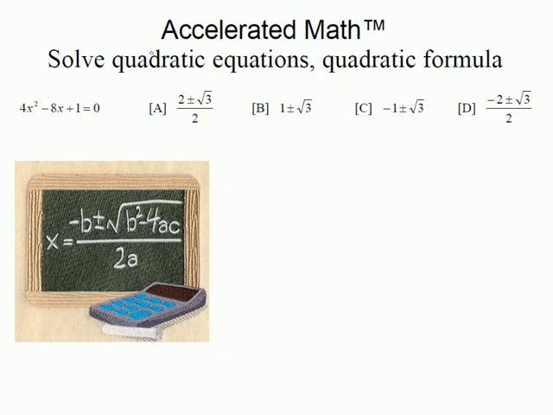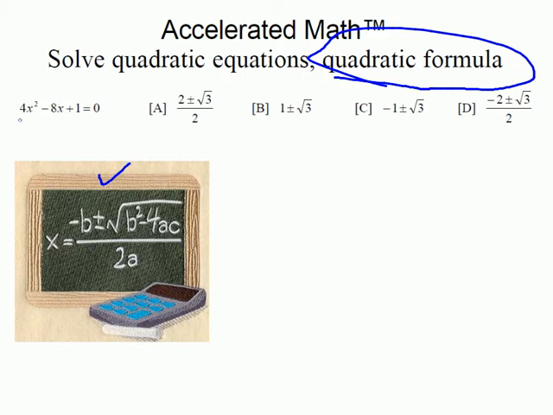Welcome to Accelerated Math. We're going to look at solving quadratic equations using the quadratic formula. And here it is right here. It's that negative b plus or minus the square root of b squared minus 4ac divided by 2a. That's where you're going to find your x value.